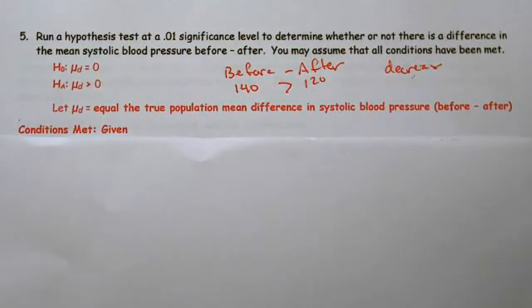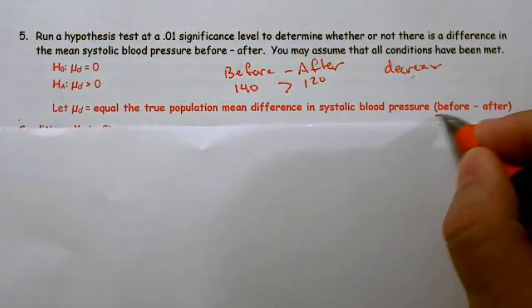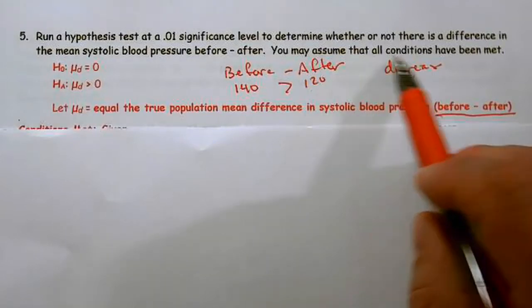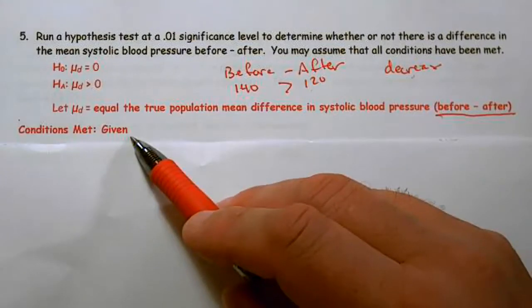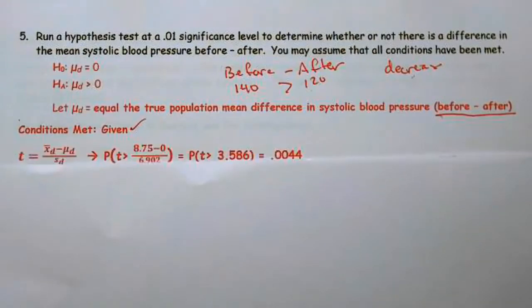Once again, we always need to define the parameter. Let mu d equal the true population mean difference in systolic blood pressure before minus after. All right, and I cannot stress how important it is that you tell me which way you subtracted. They said we may assume all conditions have been met. That's great. So conditions have been met. That's a given. We can check it off. We don't even have to do anything other than say that they were given.